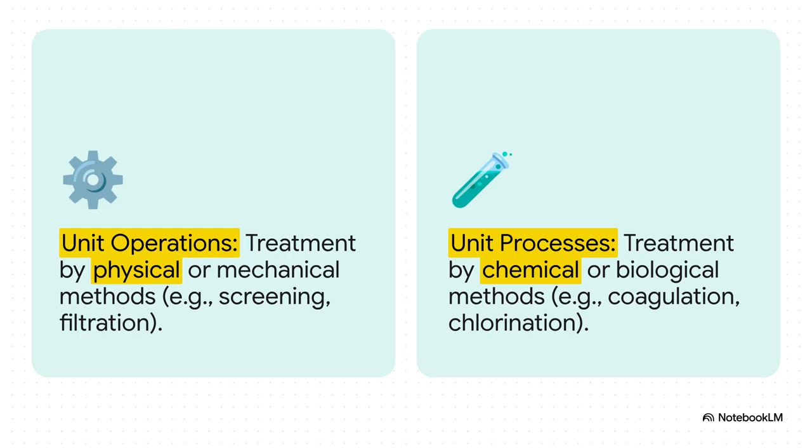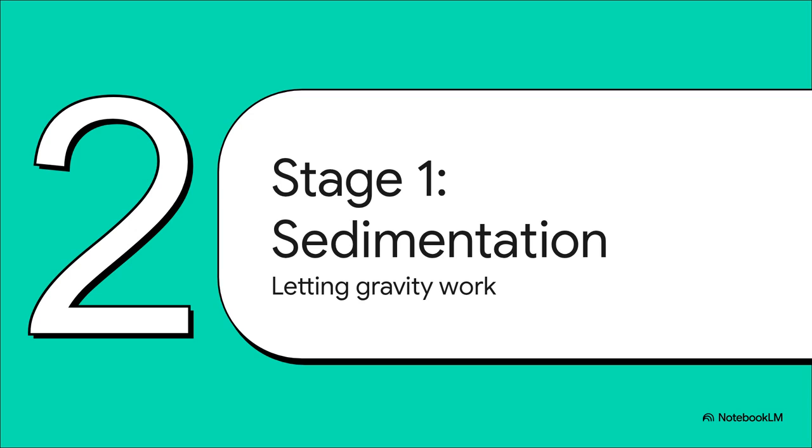Okay, this is a big one for your exam, so pay close attention. You need to know the difference between unit operations and unit processes. Unit operations are all about physical or mechanical methods. Think screens or filters. Unit processes, on the other hand, involve chemistry or biology, like adding chemicals for coagulation or chlorine for disinfection. Just remember, operations are physical, processes are chemical. Got it? Good.